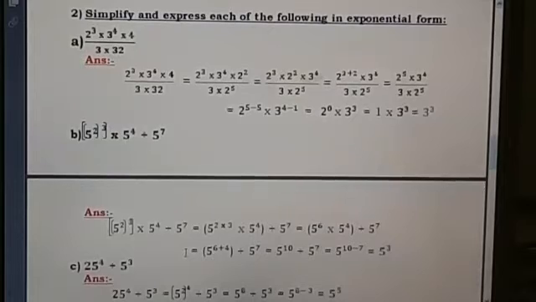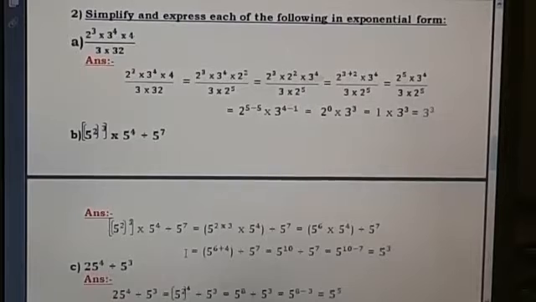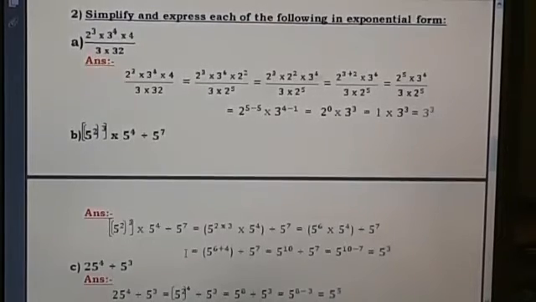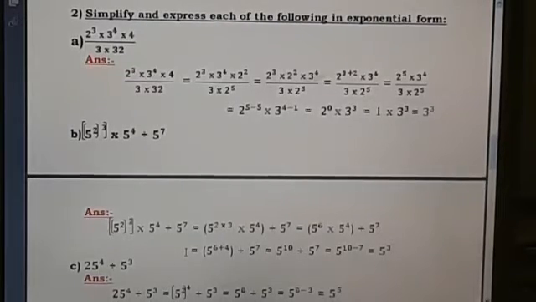Next, the denominator also we can write the same way. After the addition, we will get 2 to the power 5 into 3 to the power 4 divided by 3 into 2 to the power 4. So 3 is a whole number with no power; that means we can consider it as 3 to the power 1. Okay, now we use the second law to simplify.